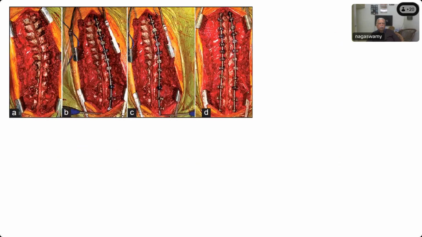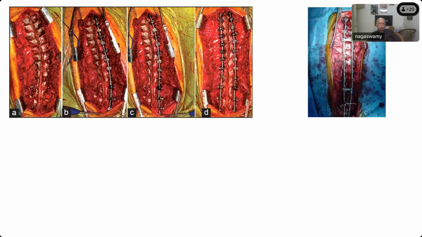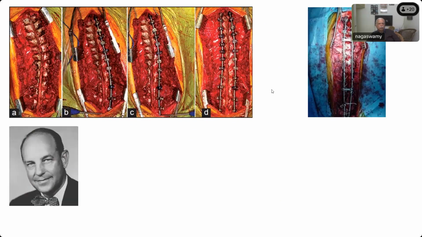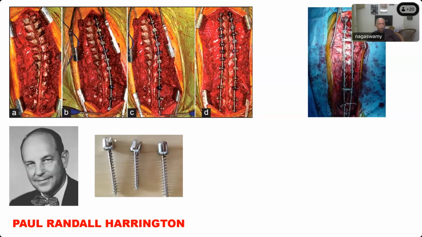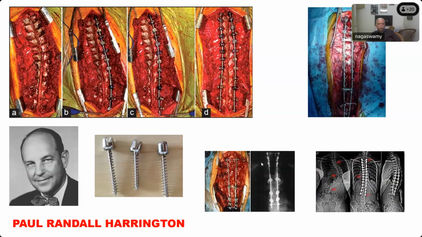And this is how the rods are fixed for this surgery. You can see this is the first side, then bilateral. So you can see how long the incision is, from the upper thorax to the lower limb, I mean lumbar, when they try to do that. It's such an extensive surgery. Paul Randall Harrington is the person who designed all these screws and the rod. And this is how the whole thing looks after surgery. See, this curvature has been made straight by the use of all these rods and pins. So that much of correction can be done.